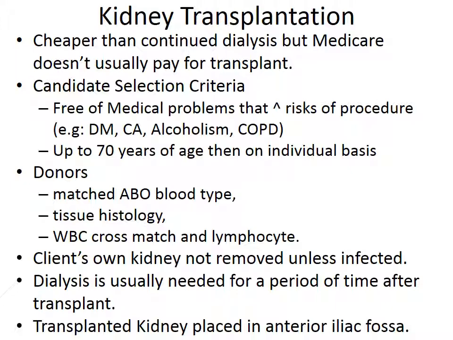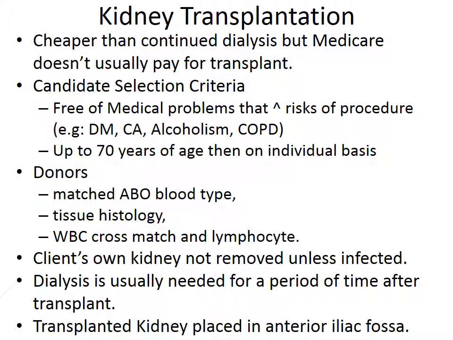Individually, a patient up to 70 years of age can be considered for a kidney transplant, and then on an individual basis based on comorbidities and other health history in the patient. The donor for a kidney transplant has to have a matched ABO blood type, has to have matched tissue histology, and WBC cross-match and lymphocyte.